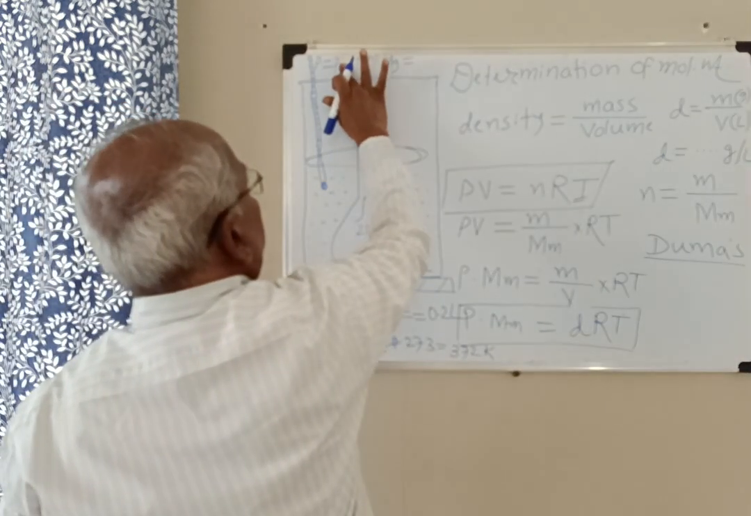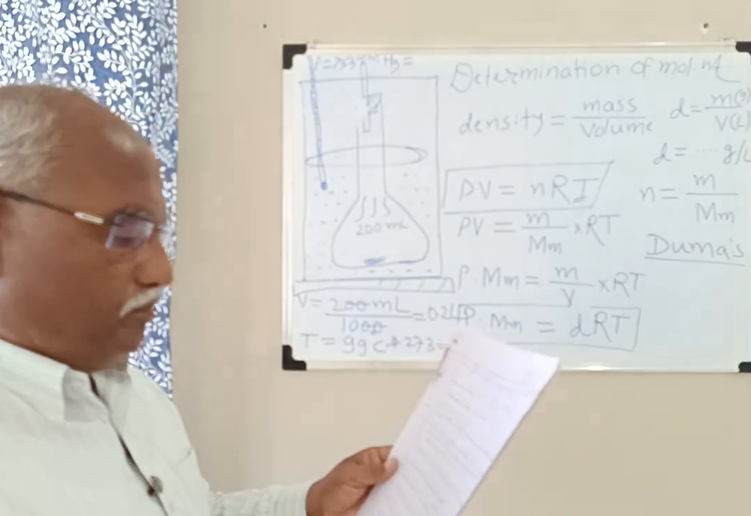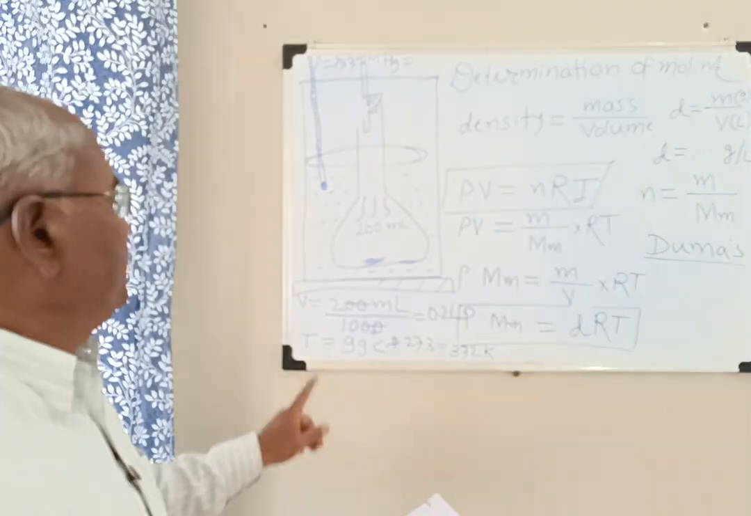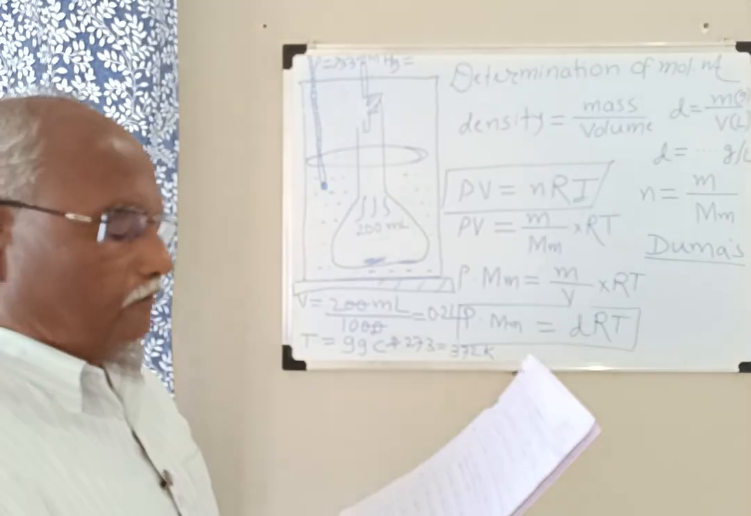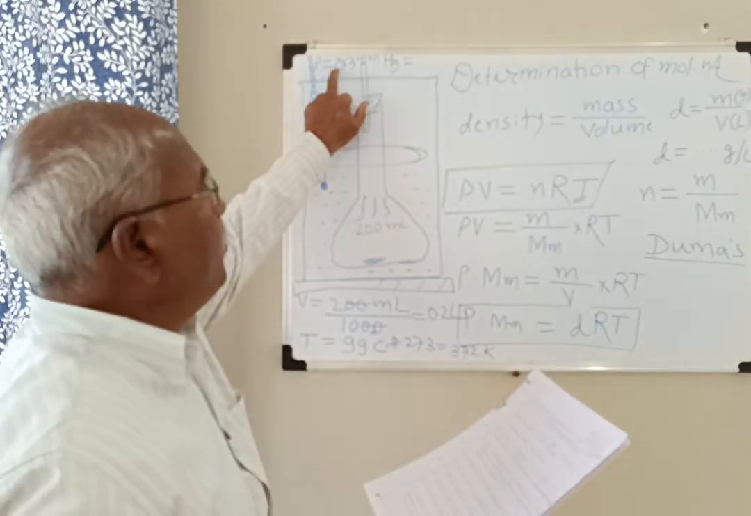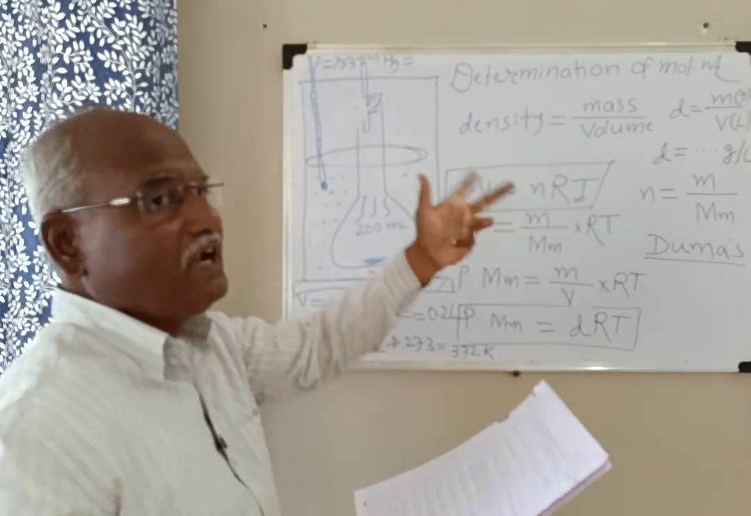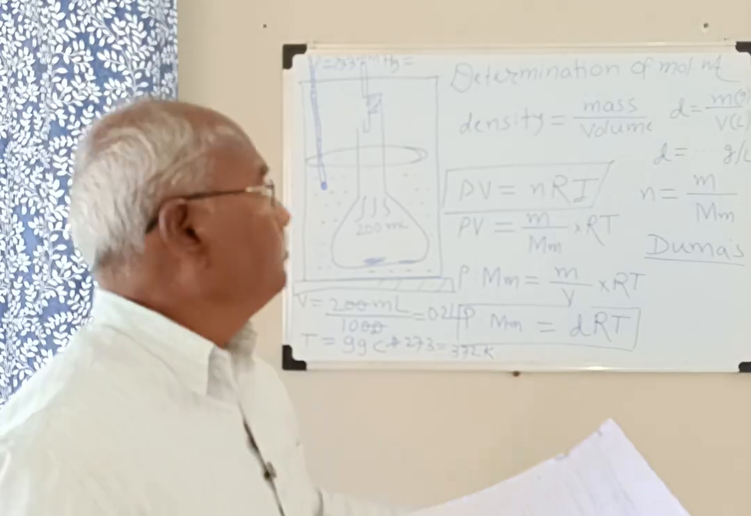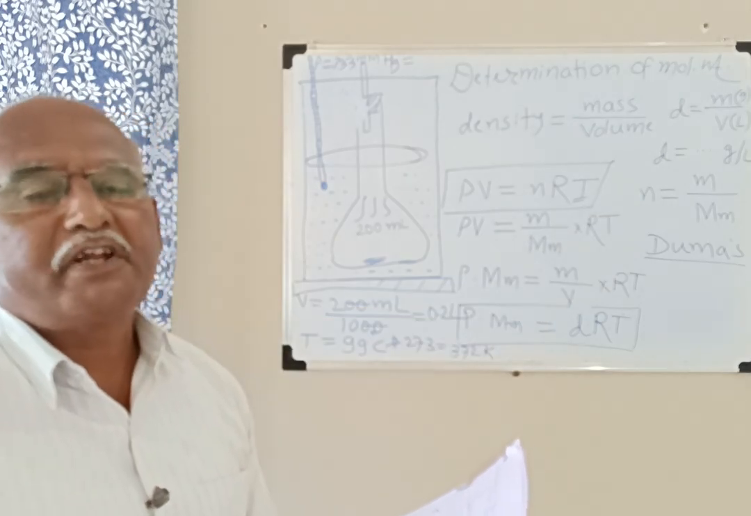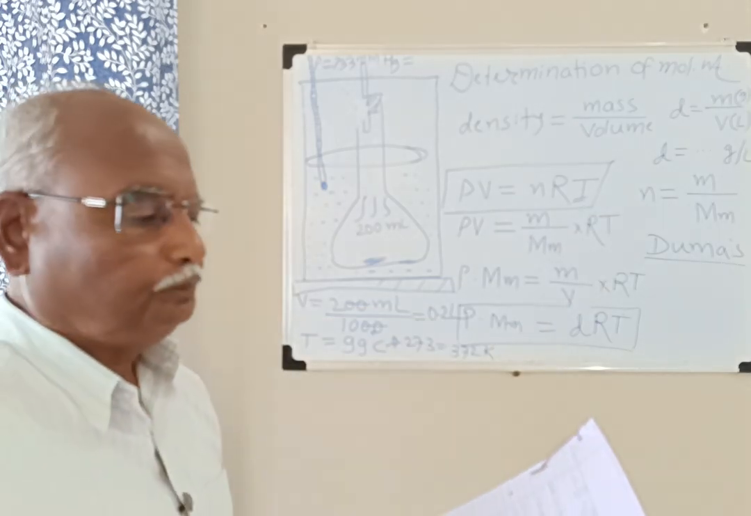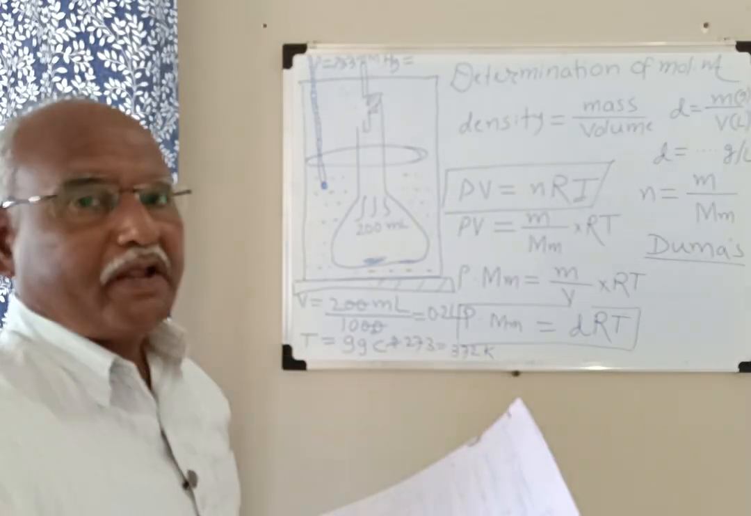733 mmHg. Temperature is 372 Kelvin. We want this pressure in atmosphere. We convert this pressure into atmosphere after a few minutes. So these are the values which are supplied.